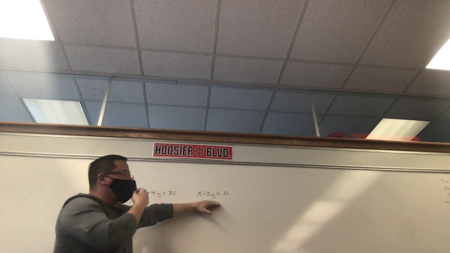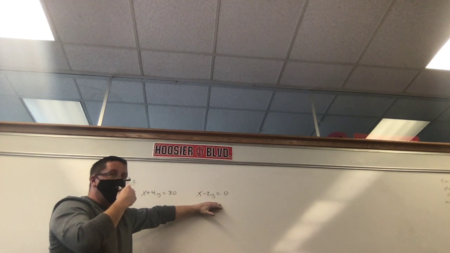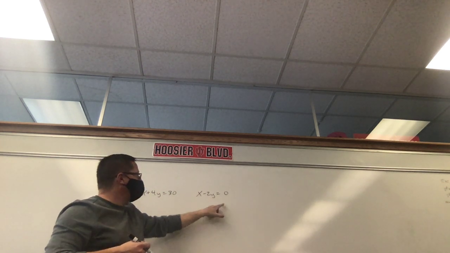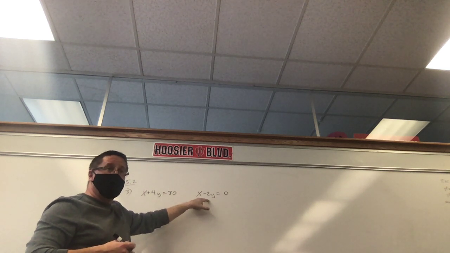What would be easier to get by itself here, the x by itself or the y by itself? What would be easier? I'm hearing both. Which is it? X. How do I get x by itself? Add 2y. How would I get y by itself? Get rid of the x, and then eventually get rid of the 2.